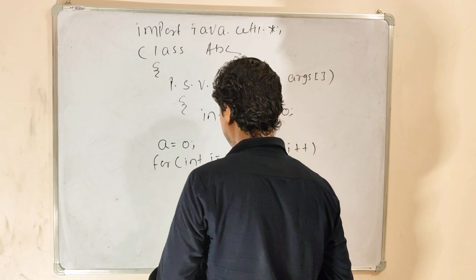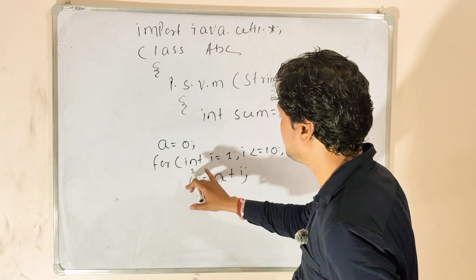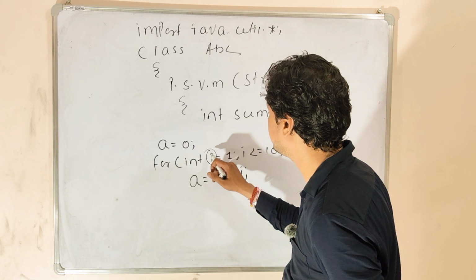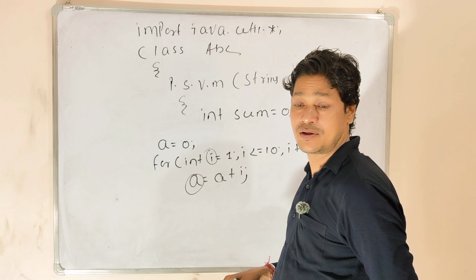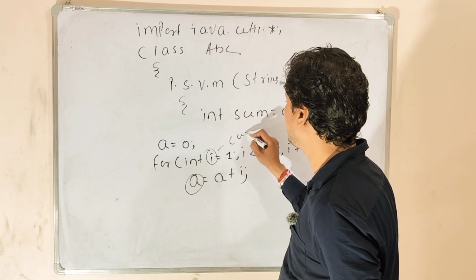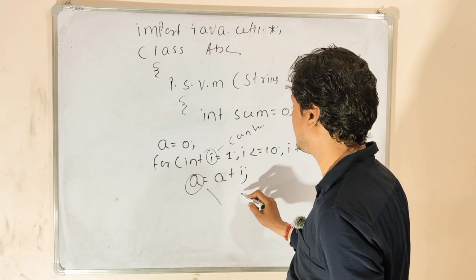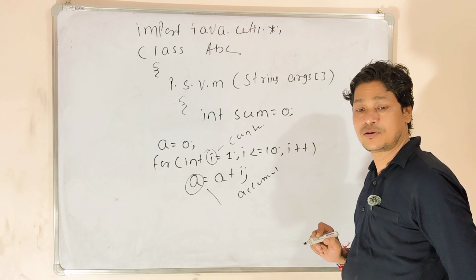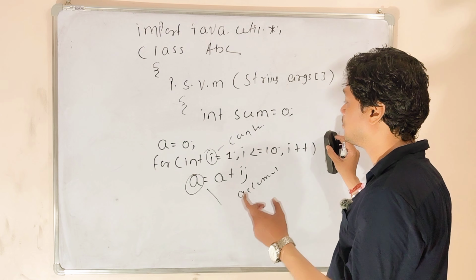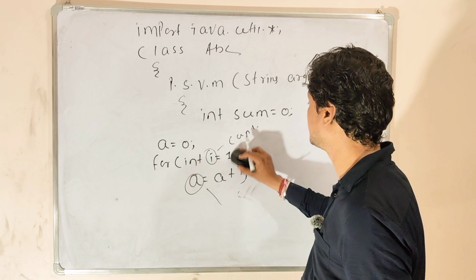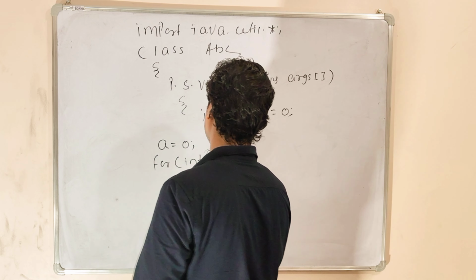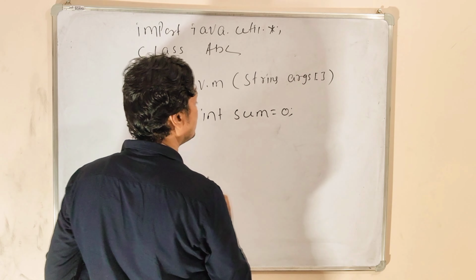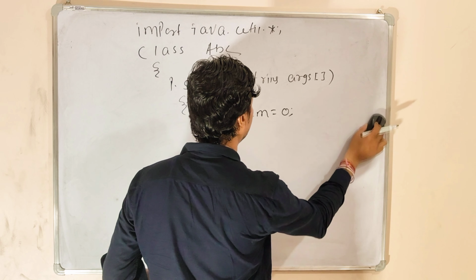Okay, and in this statement you see this i is a variable, a is a variable. This i is called the counter variable and a is called your accumulator variable. Got it? Now is it clear what is the role of counter and what is the role of accumulator? Yes, sir. Okay. Now let us see how to write the logic.